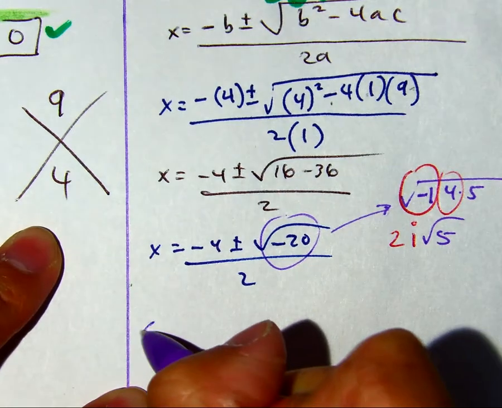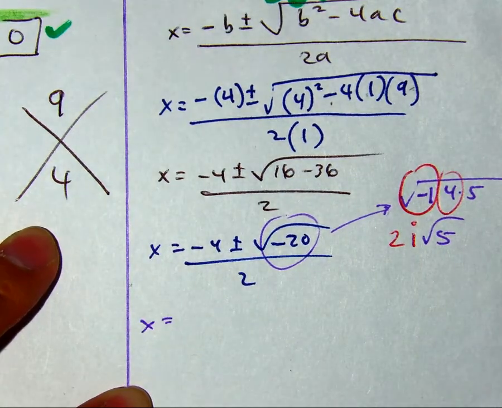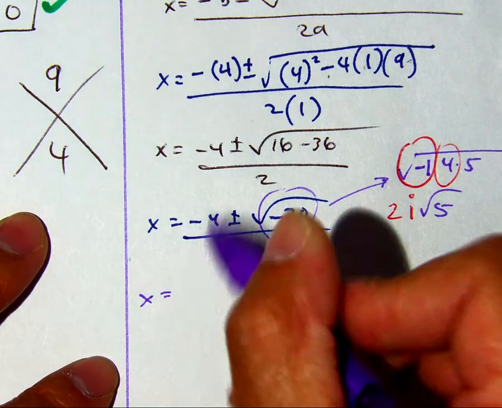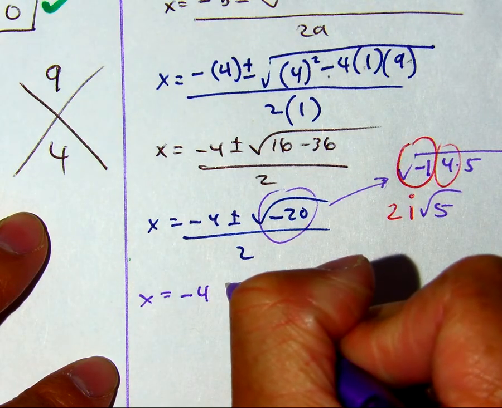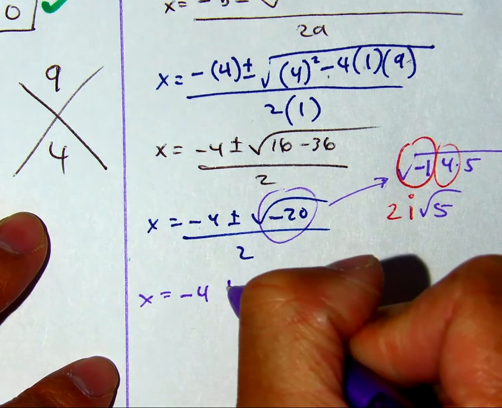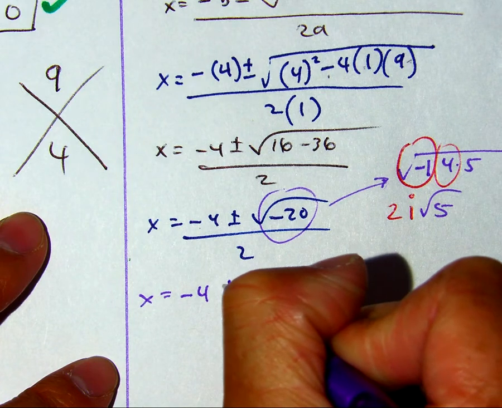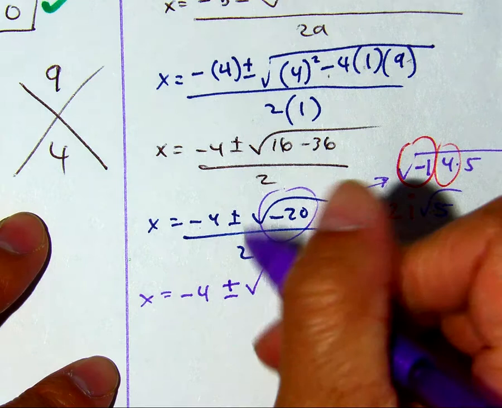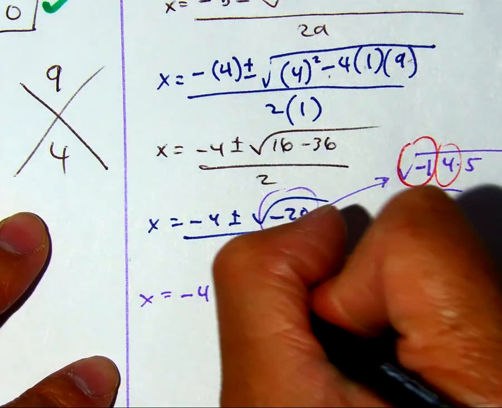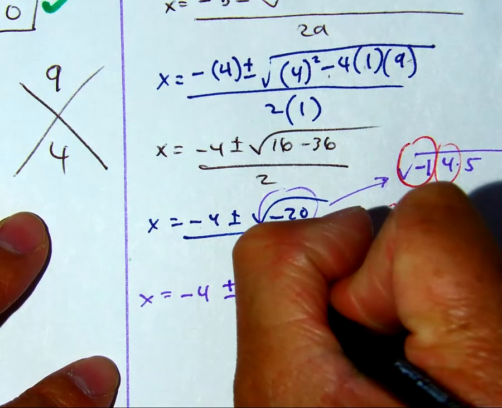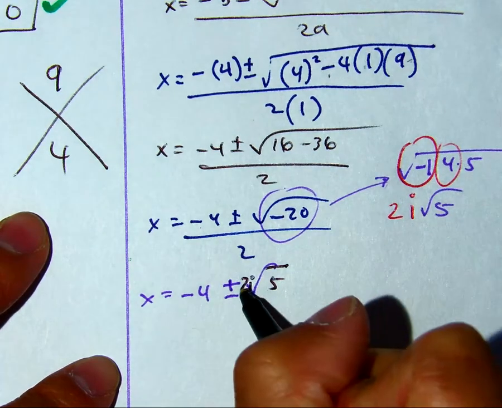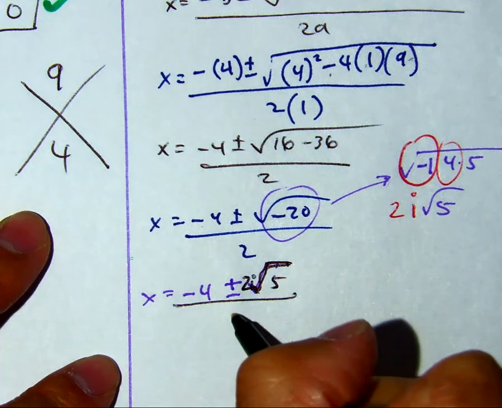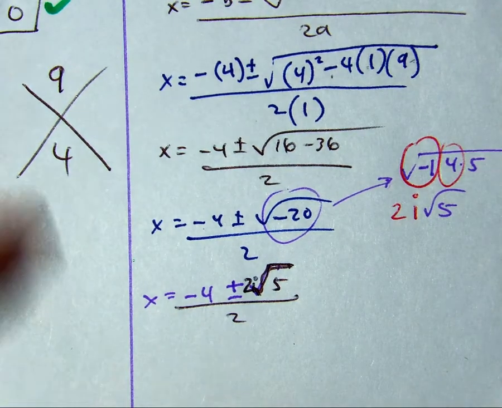Alberto, tell me what to write. -4. Keep going. Oh, plus or minus. And then 2i more 5. Oh, I messed up. 2i radical 5. So it says 2i radical 5, all over what? 2. Alright. This part's going to be a little bit tricky.